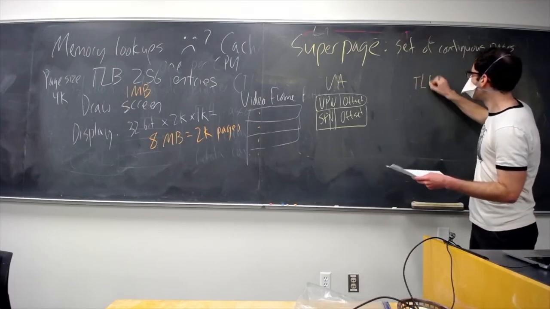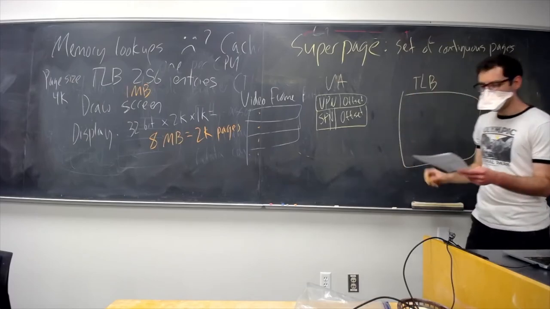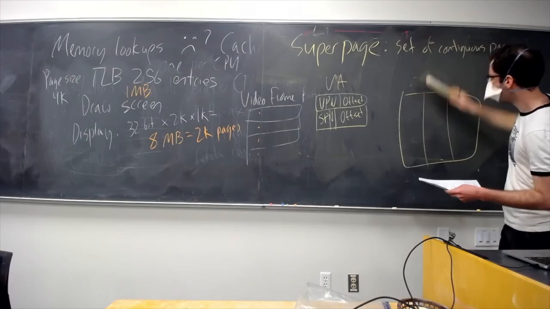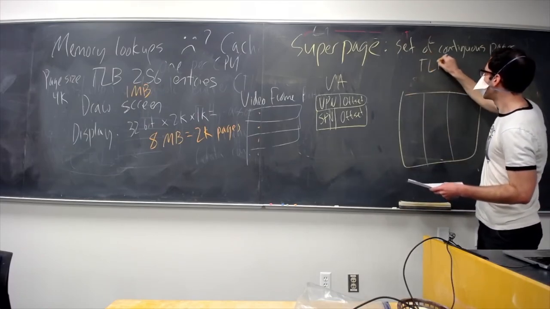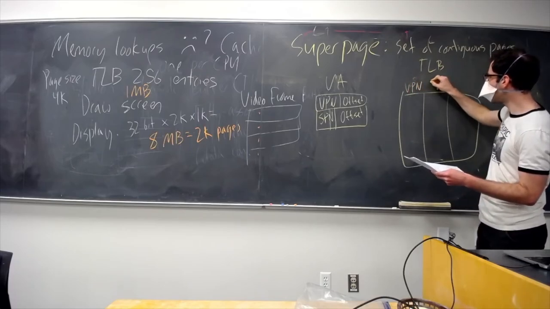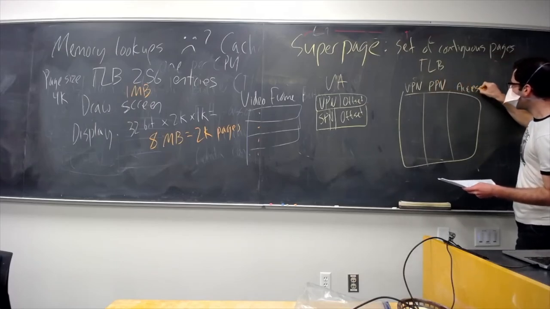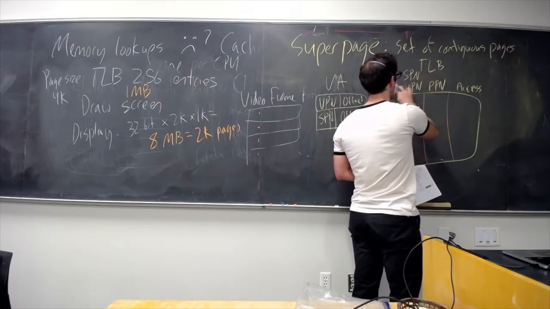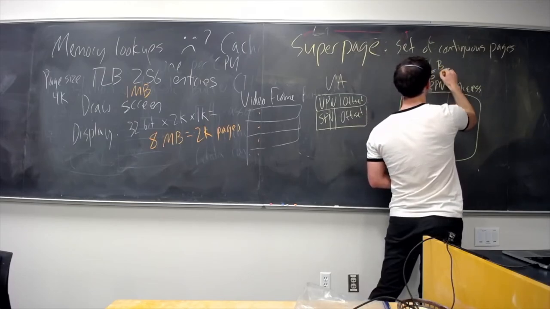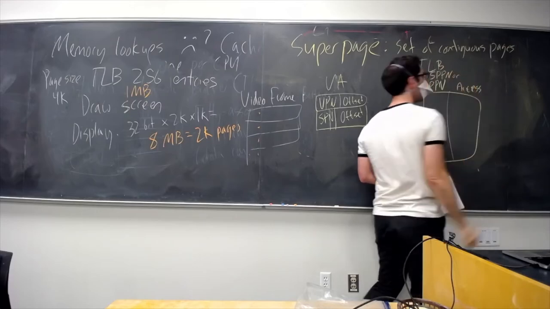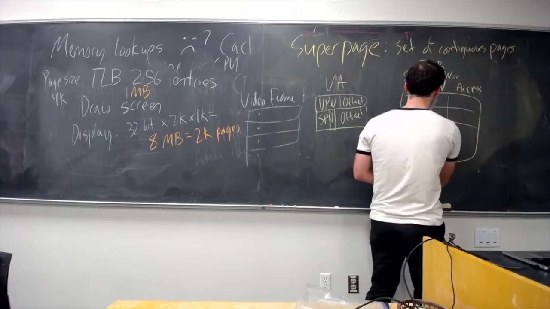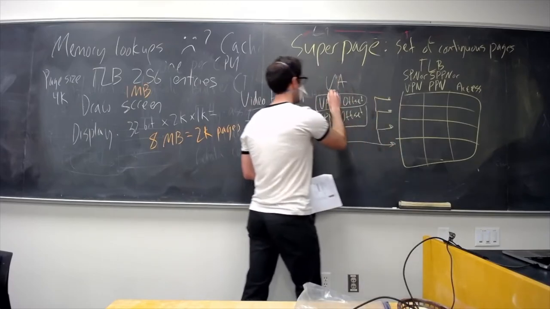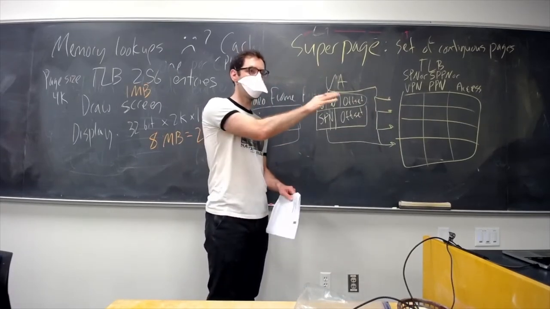And then when we go to our TLB, like before, we will have a virtual page number, a physical page number, access information and other bits as well. But now for each of these, we'll have a super page number or a virtual page number, a super physical page number or physical page number, and we'll take both our super page number and our virtual page number to check against each of these entries.